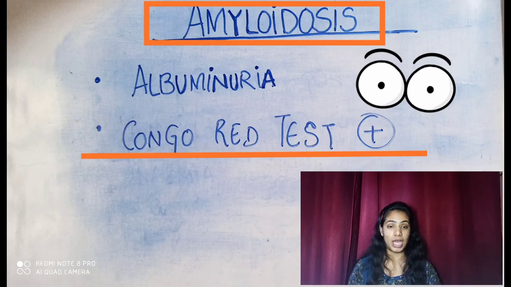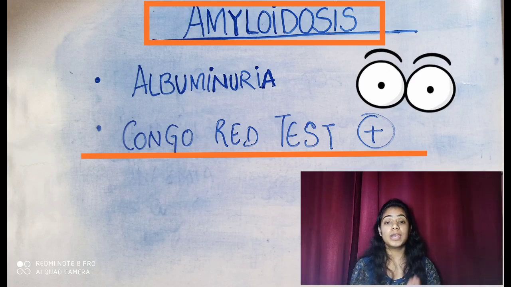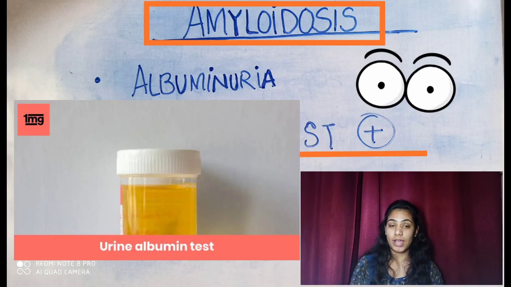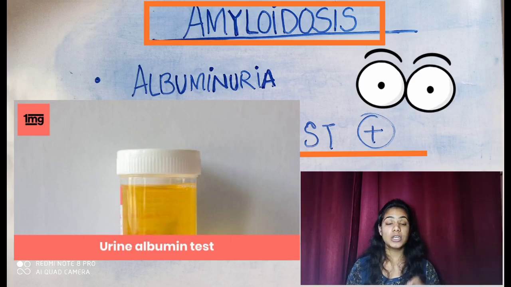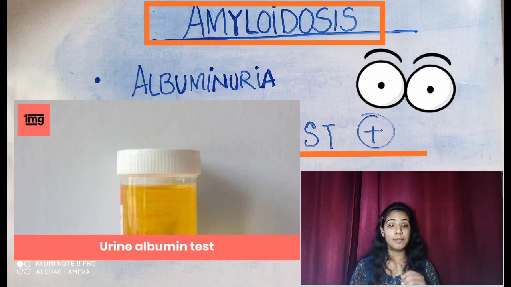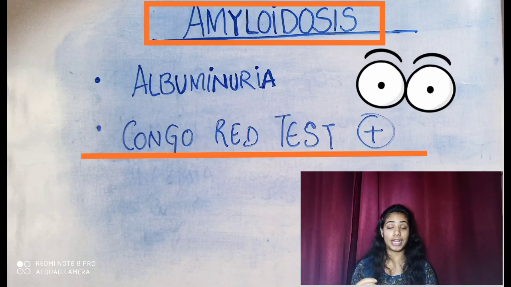Albuminuria is the excess of albumin in the urine. Presence of albumin in the urine is called albuminuria. The normal level of albumin in the urine is less than 20 mg per dl. When this level exceeds the normal limits, it is called albuminuria, a positive test for amyloidosis. And the second is the Congo red test.